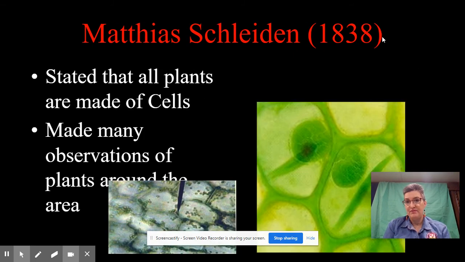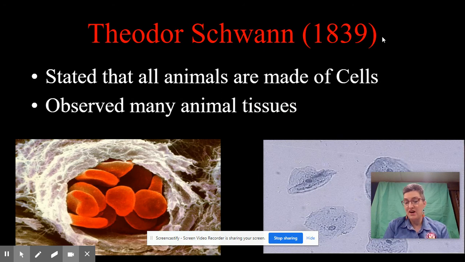Matthias Schleiden in 1838 was looking at plant cells, so he was a botanist, and he looked at a lot of different types of plant cells under the microscopes, and he observed that plants are all made of cells. Theodor Schwann in 1839 observed the same thing about animals. So he looked at a lot of different animal tissues under the microscope, and he saw that animals were also made of cells, which was pretty important.